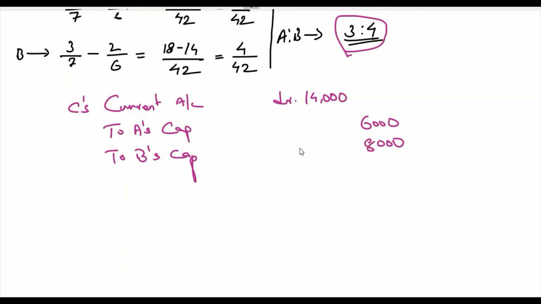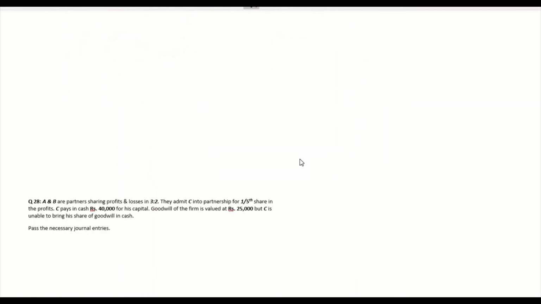Okay, now let's move on to the next question. Question number 28. A and B are partners sharing profits and losses in 3:2. They admit C into partnership for 1/5 share in the profit. C pays in cash rupees 40,000 for his capital. Goodwill of the firm is valued at rupees 25,000, but C is unable to bring his share of goodwill in cash. Pass necessary journal entries.